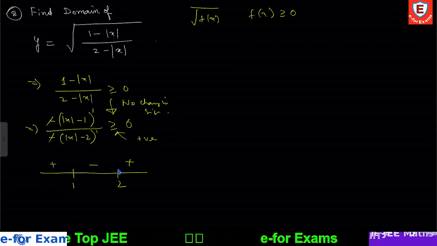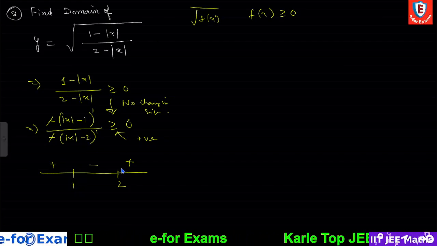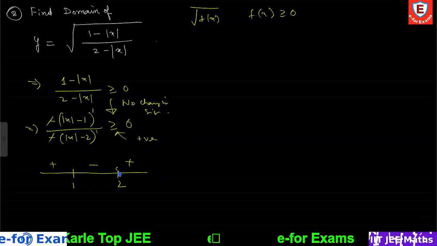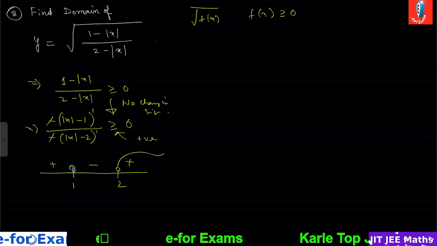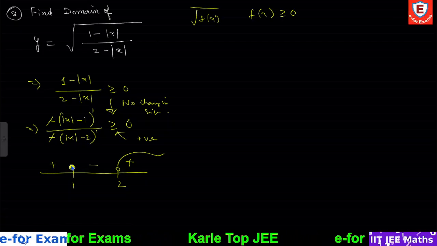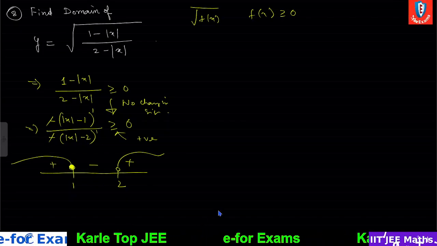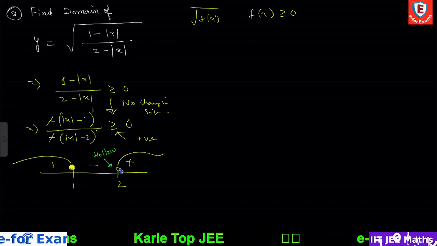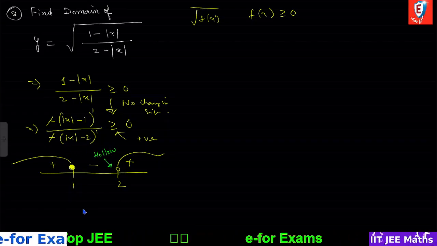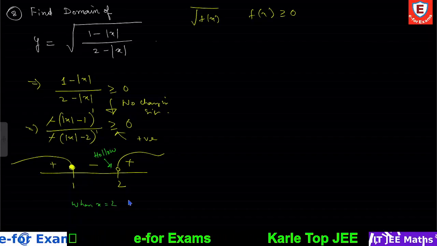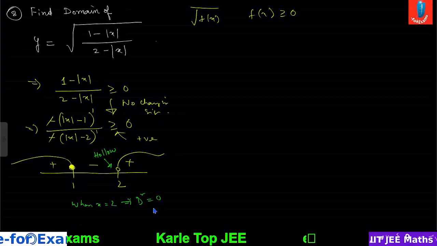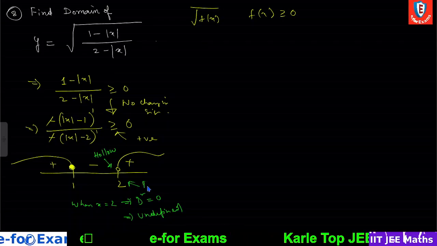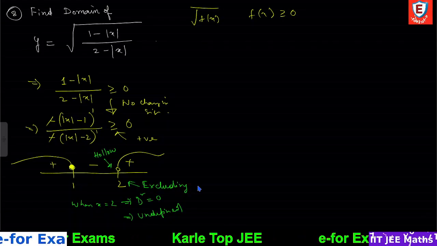So 2 to infinity here, and here it will be a dark circle at 1 to negative infinity. Here why? Can anyone tell me why I use a hollow circle here? Hollow, not a dark circle? Because in the denominator, when x equals 2, the denominator equals 0. If the denominator equals 0, then it is undefined. So we are excluding 2 from the answer.